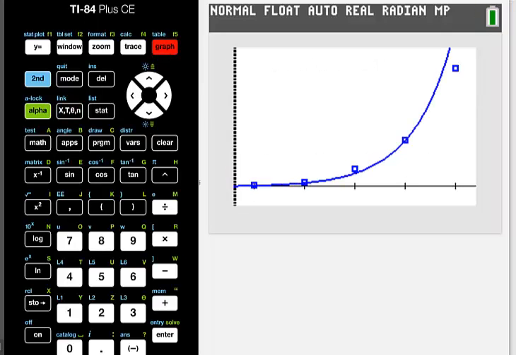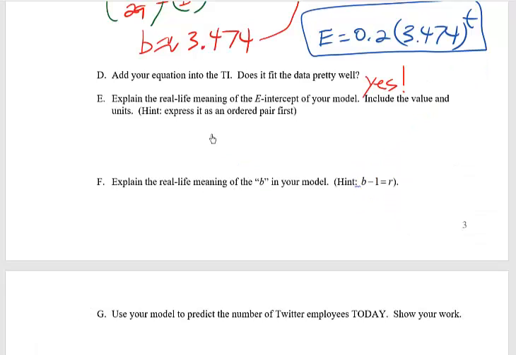Well, that's pretty good. It goes a little bit too steep here at the end. Maybe I should have used the second and fifth point to do a little bit better. But this is close enough for our purposes. Let's answer some quick questions now about the model.